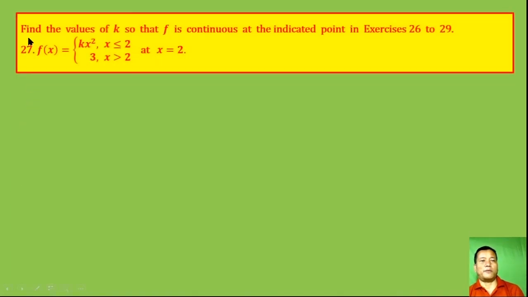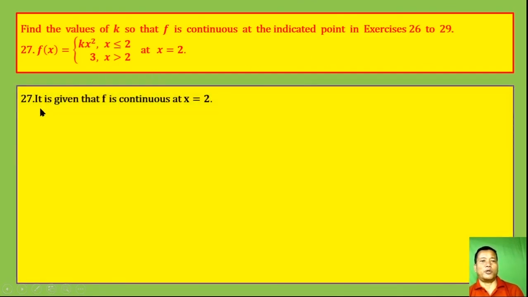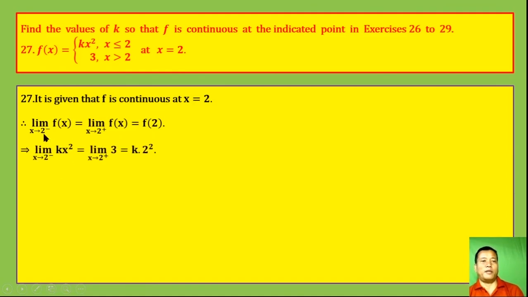Question number 27. Find the values of k so that f is continuous at the indicated point in exercises 26 to 29. For f to be continuous at 2, left hand limit at 2 equals right hand limit at 2 equals f of 2. Left hand limit at 2 is k x squared, right hand limit at 2 is 3, and f of 2 is the function value. Therefore k equals 3 by 4.